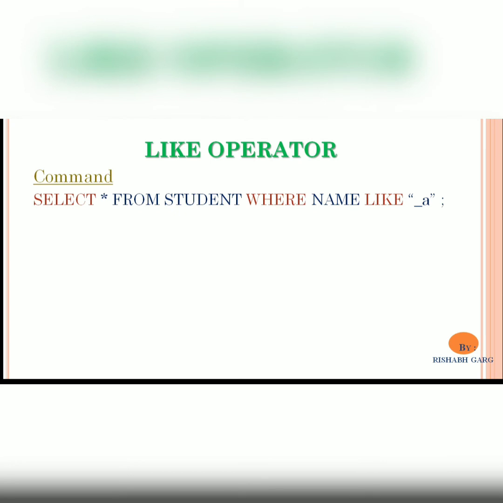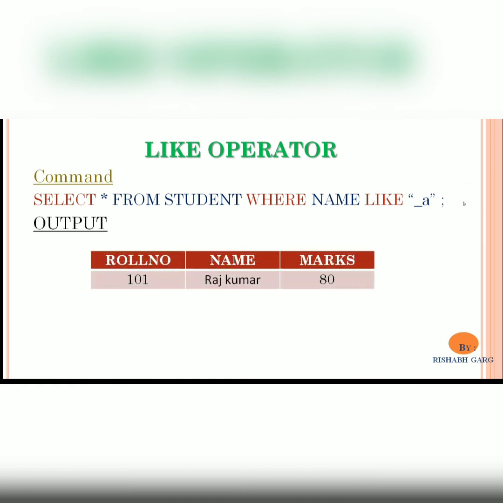First we will write the SELECT statement. Then for the entire record we will use the star. After that we will write the FROM keyword. Then we will use the table name, that is student. After that we will use the WHERE clause. After that we will write the name, that is our field name. After that we will write the LIKE operator along with the pattern, that is underscore A, and at last we will write the semicolon for terminating our command. After executing this command, only those records will be displayed whose name contains the letter A at the second place. I hope it's clear to all of you.